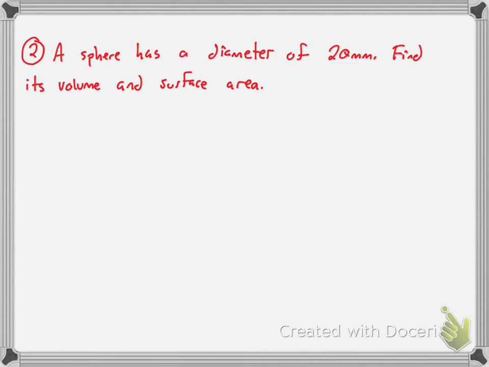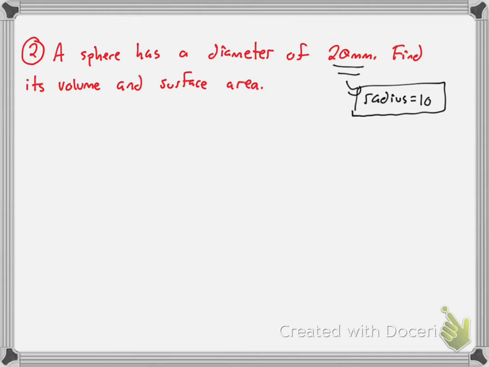Let's look at another example. A sphere has a diameter of 20 millimeters. Find its volume and surface area. In this kind of problem, it's important to notice that here we're given the diameter. So for both volume and surface area, I need to plug in my radius. All I got to do here is divide that number by 2. If my diameter is 20, that tells me my radius has got to be 10.